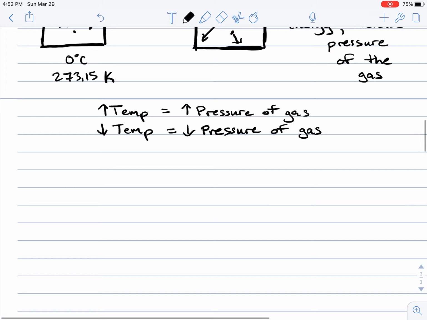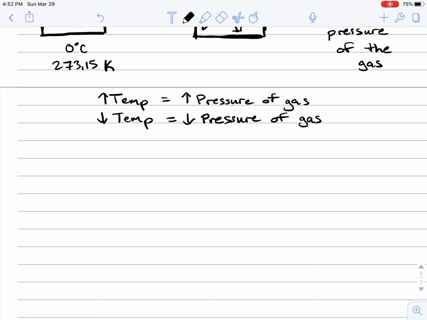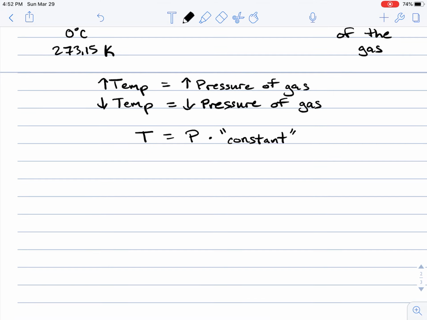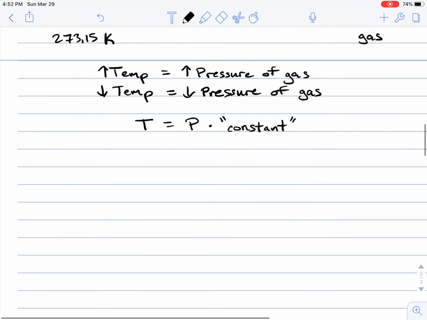Okay. So once again, here we have a proportional relationship between temperature and pressure, such that mathematically we can go ahead and write T is equal to P times, once again, some constant. Okay. And so we're deriving all of these mathematical equations from the concept. And so since there's a proportional relationship between temperature and pressure, if we solve for the constant, we get T over P is equal to some constant.